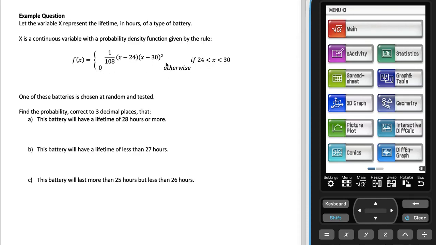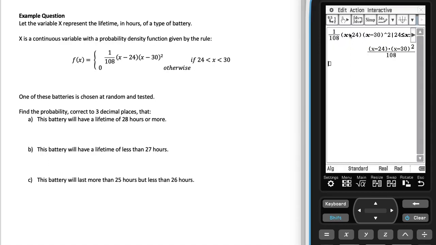Okay, so really the bit that we're interested in is just between 24 and 30, which actually tells us that all these batteries last somewhere between 24 hours and 30 hours. Now, the question then says, one of these batteries is chosen at random and tested, and we have to find the probability correct to 3 decimal places that it'll have a lifetime of 28 hours or more, and then less than 27 hours, and between 25 and 26, right? So they're the 3 questions that we're being asked.